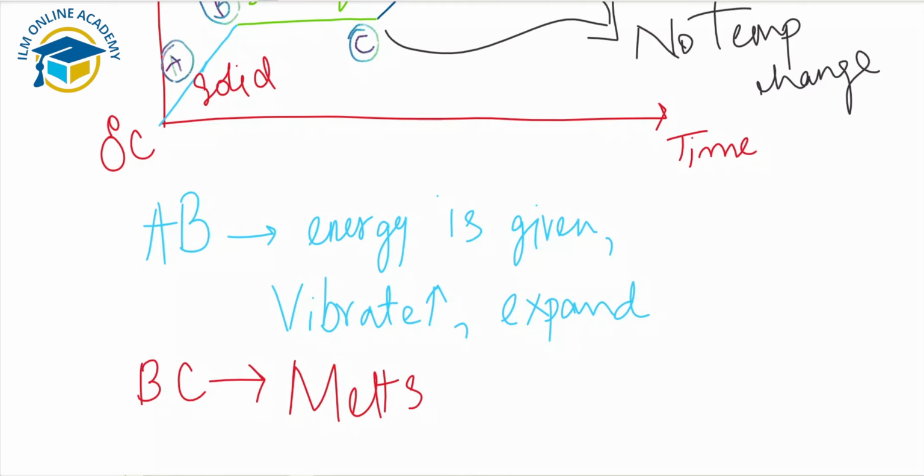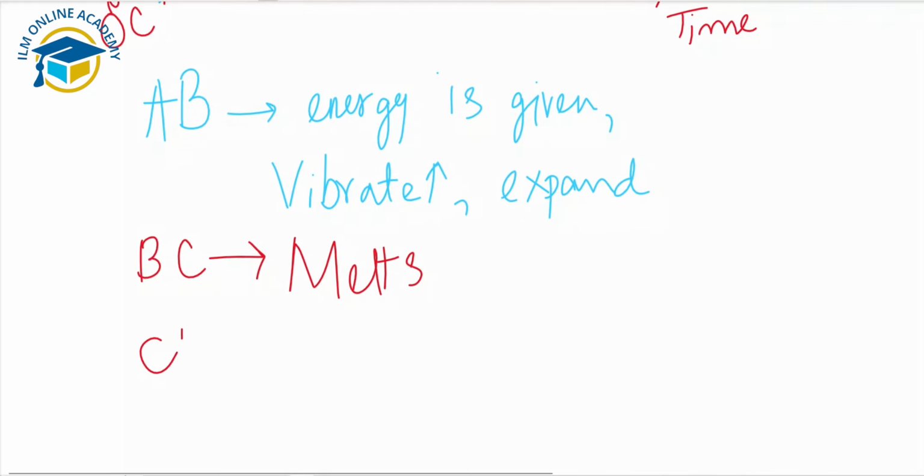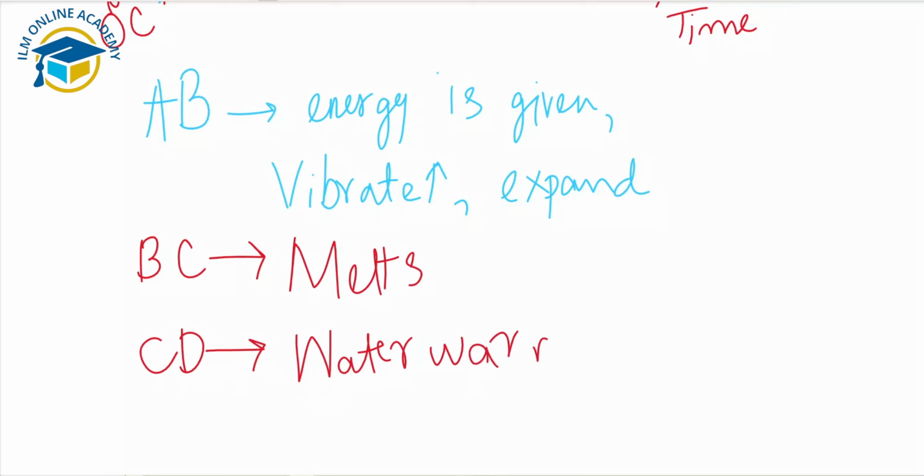After that, heating a liquid will cause the particles to move. In C to D, when we heat a liquid, the particles move more and spread out. Some of the particles will gain sufficient energy to overcome the intermolecular forces. This is when the liquid starts to evaporate. From C to D, water is warming up again, and particles will have enough energy to escape to the gas.